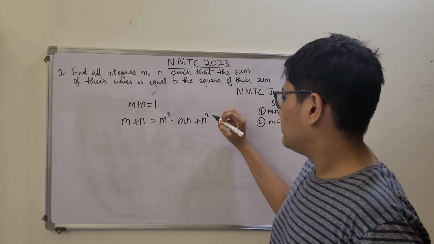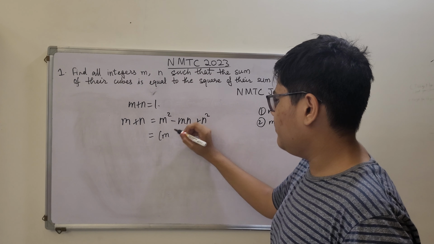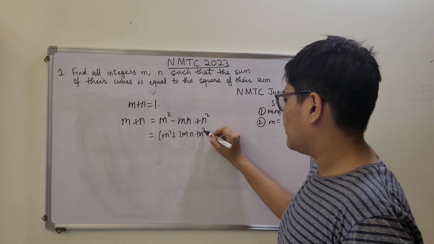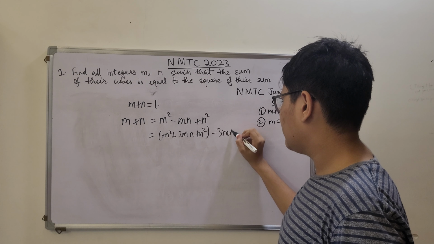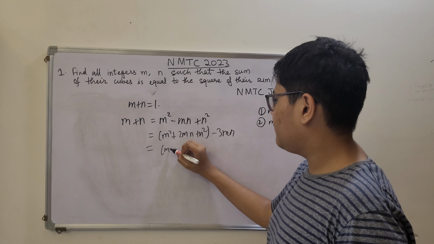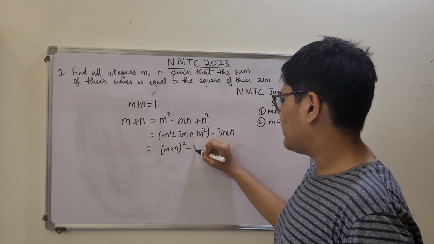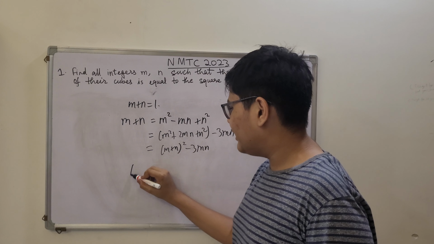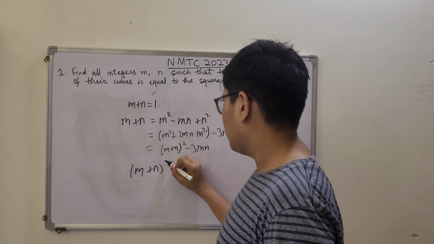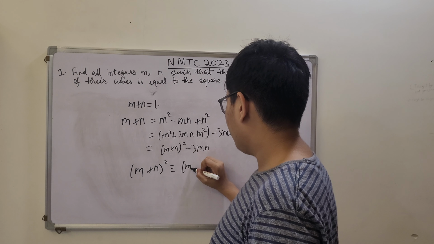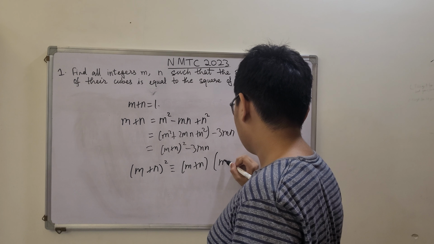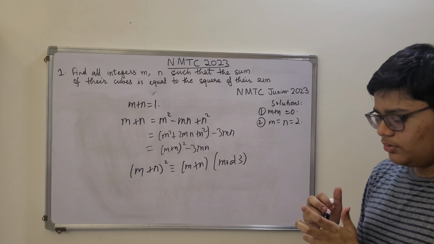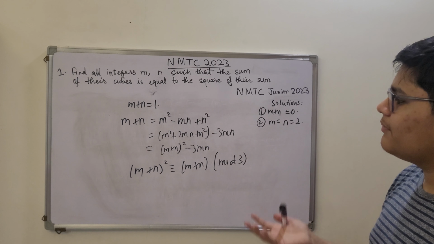Can I write m cubed plus n cubed as m squared plus 2mn plus n squared minus 3mn, right? Which is nothing but m plus n whole squared minus 3mn. If you take this equation mod 3, then you will get m plus n whole squared congruent to m plus n mod 3, right? Now we will check what values m plus n can take.